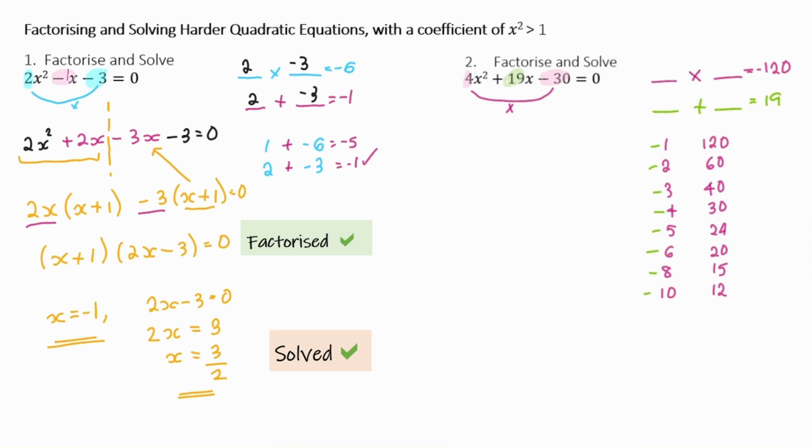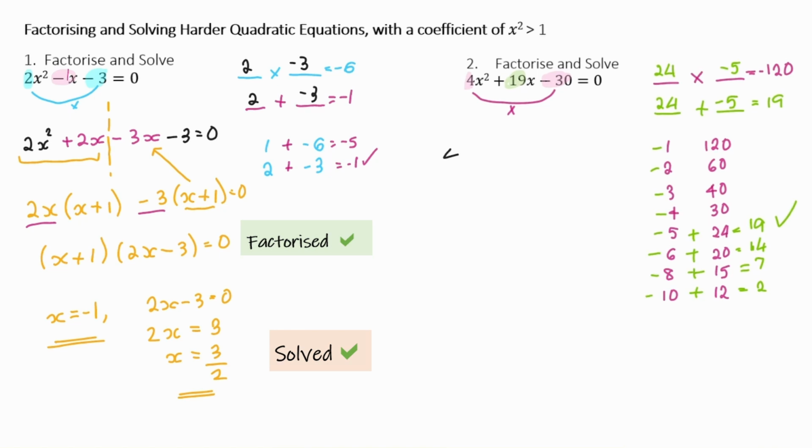We can now check which one adds to give us 19. So if we do minus 10 plus 12, that gives us 2. Minus 8 plus 15, that would give us 7. Minus 6 plus 20 would give us 14. And minus 5 plus 24 gives us 19, which is the number we are looking for. So the two factors we will use to give us minus 120 will be 24 and minus 5, because they also add to give us 19.